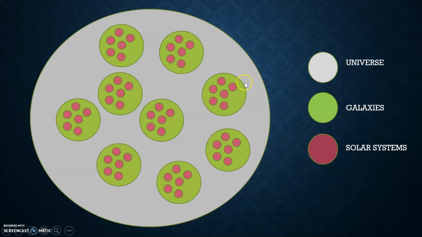So basically what this picture represents is that we have one giant universe. Within that universe, there are multiple galaxies. That's what all the green things represent. And then in each galaxy, there are multiple solar systems. So obviously there is only one universe, more galaxies, but the most solar systems when we're talking about this model idea of the structure of the universe.